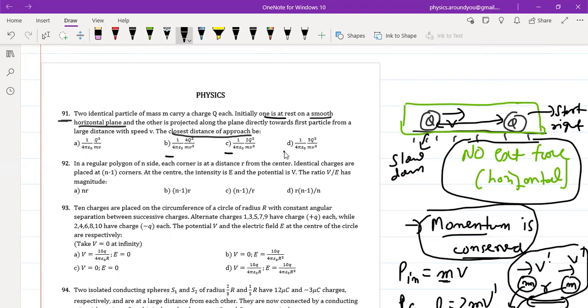B, C, and D are similar choices. High chances, 99% chances, are that the examiner would have picked one of these similar choices as the right choice. So if you see one option being entirely different from the others, please eliminate that option. That option is not the correct one. Here, q square by mv square, q square by mv square, q square by mv square, but here it is q square by mv, different. So it is not the right answer.